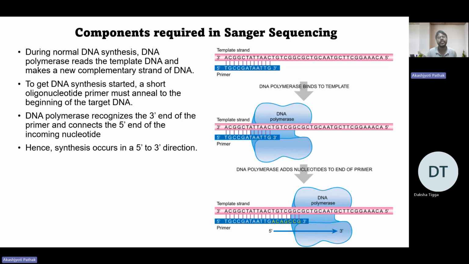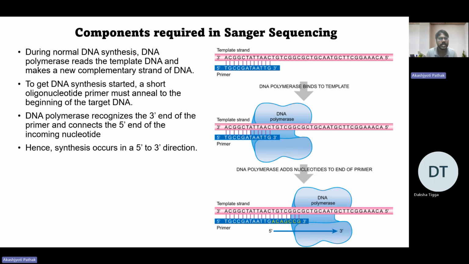Now, what are the components that are required in Sanger sequencing? First of all, you require a primer, right? The primer will go and bind to your template strand. This is what happens in normal DNA synthesis.